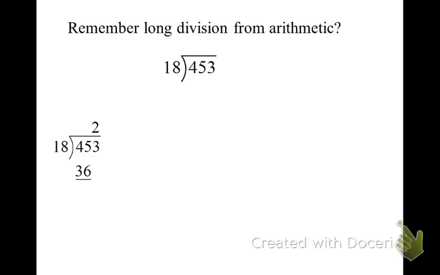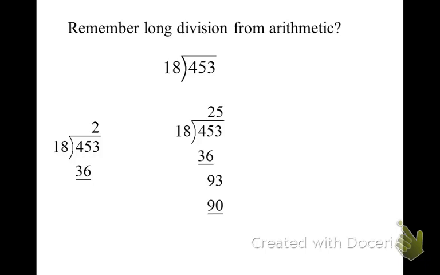Well, 2 times 18 is 36. 3 times 18 is more than 45, so we're going to put the 2 up there. Once we put the 2 above the 45, we say 2 times 18 is 36, and then we're going to subtract. 45 minus 36 is 9, and then we're going to bring down the 3. So you bring down that next number, and now we look at the 93.